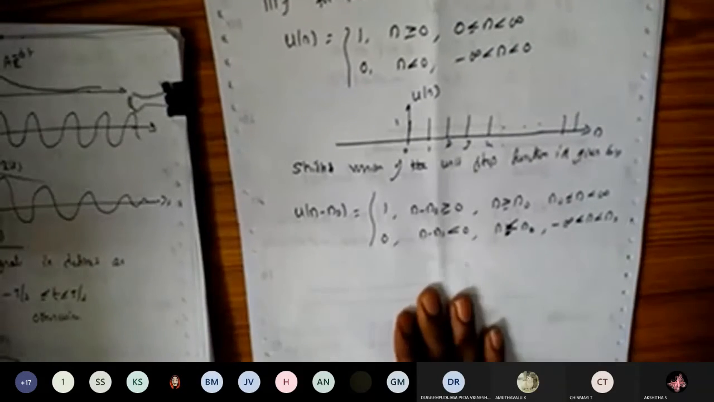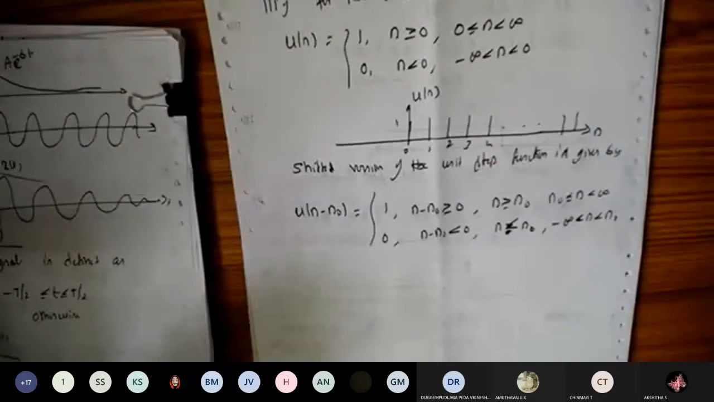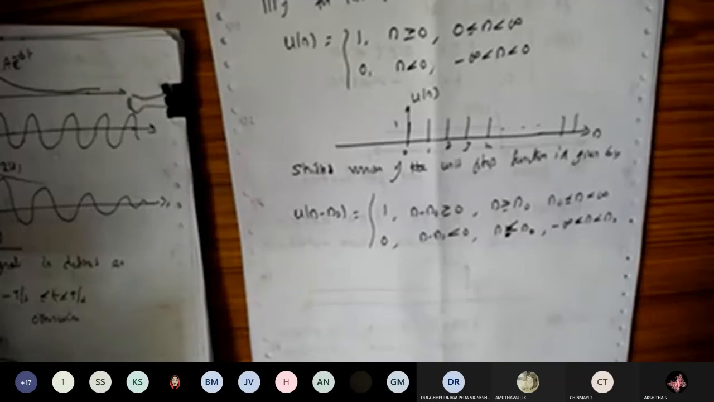Okay, so this is the shifted version of the unit step function which we have taken here. Done, right?